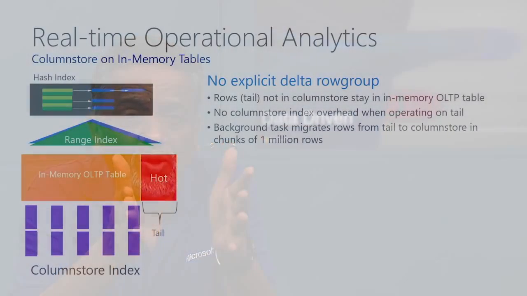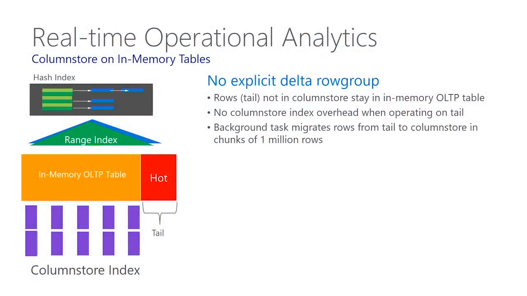Now, once you have created the index and you're inserting more rows, because transactional workloads will add more rows and update more rows, those rows land on the memory-optimized table in the area that I'm showing as the hot area.